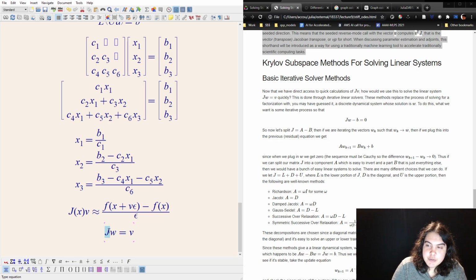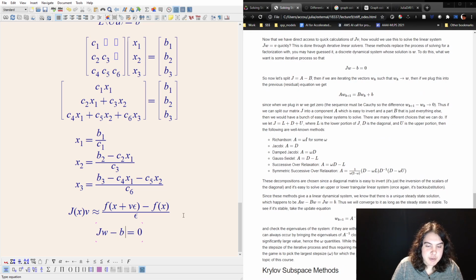So to do this, let's move things to one side. I messed up my notation here, so let me make it match. Let's say we want to calculate this. To solve this problem, what we really want to do is find JW equals 0. So we want to find W such that we find the 0 of this equation.